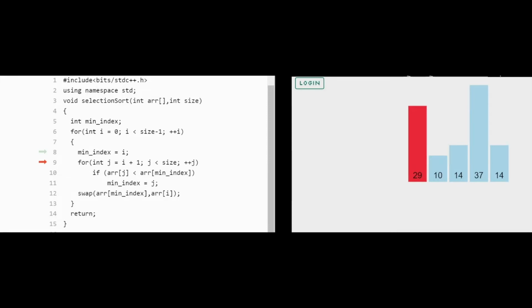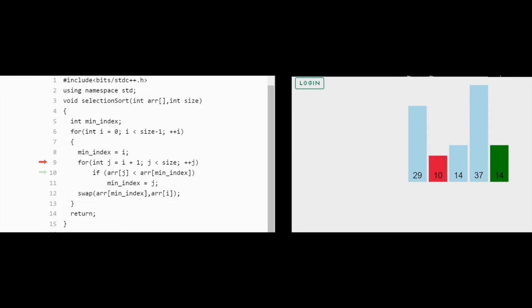So let's start the comparison. In the first step, we compare the value at the jth index, as j is 1. So we are comparing if 10 is less than 29. As the condition becomes true, the min_index variable is now going to hold the value of j, as 10 becomes the new minimum element. So now we are going to compare 14 and 10. As 14 less than 10 condition becomes false, 10 remains the minimum element here. Now we compare 10 and 37. Again, 10 is the minimum element. And in the next step, we are going to compare 10 and 14. Again, 10 is the smallest element.